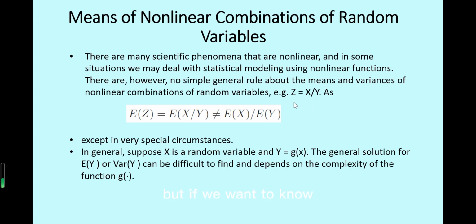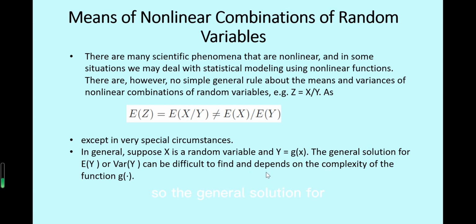But if we want to know the distribution of z, for example, the mean or variance of z, usually, because they are a nonlinear combination of two random variables, the mean of z is not necessarily equal to the mean of x divided by the mean of y. Only in very special circumstances are they equal, but usually they're not equal.